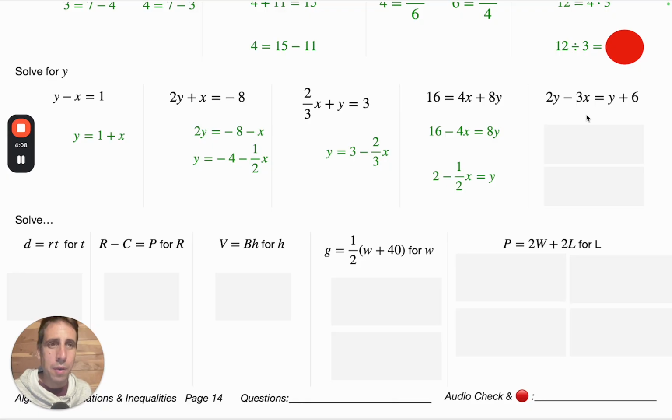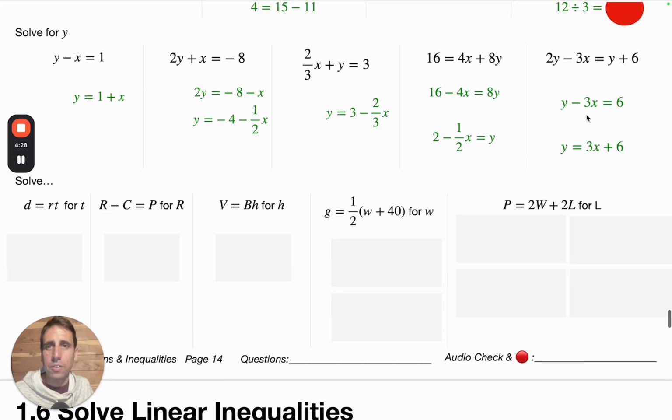We get 2y minus 3x equals y plus 6. I see variables on both sides. So I think what I want to do is subtract y from both sides first. So we get y minus 3x is equal to 6. And if we have to solve for y, then I have to undo that subtraction with addition. Y is equal to 3x plus 6. All right. So in all 5 of these problems, we had to solve for y. And in the answer, it's y equals everything else.